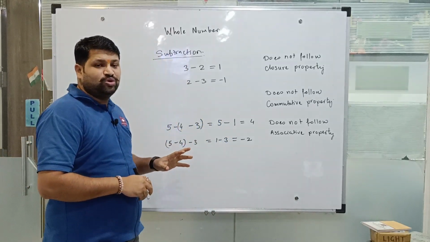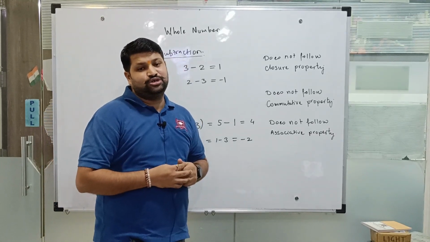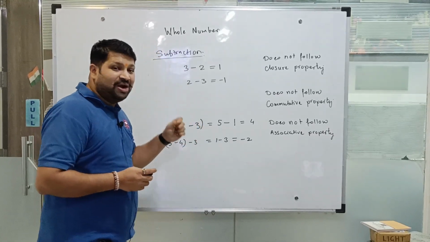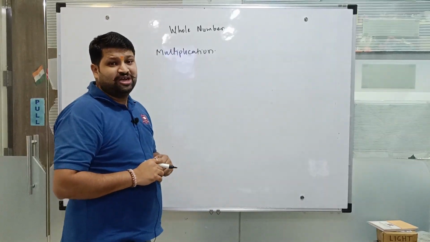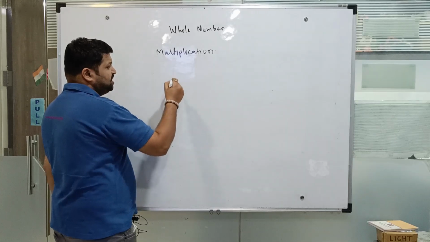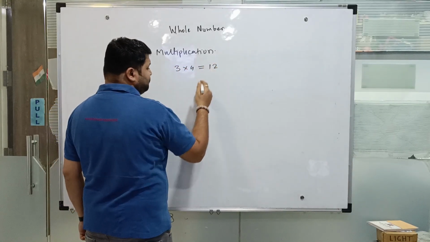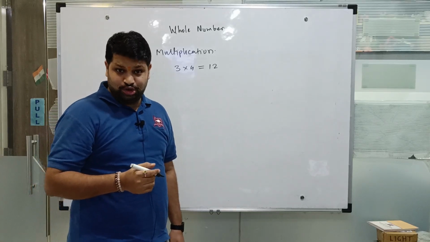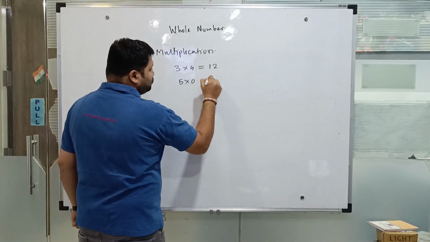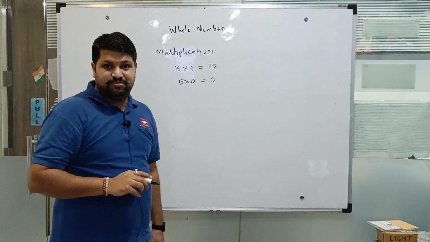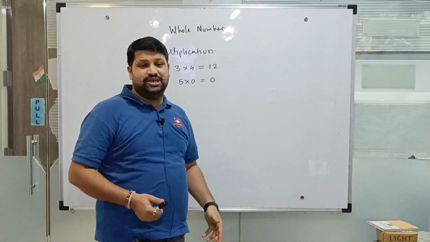So this was about subtraction of natural numbers. Now let us talk about multiplication of natural numbers. When we multiply two natural numbers, say 3 multiplied by 4, we get 12, which is a natural number as well. Even if we multiply 5 by 0, the answer is 0, which is again a natural number.